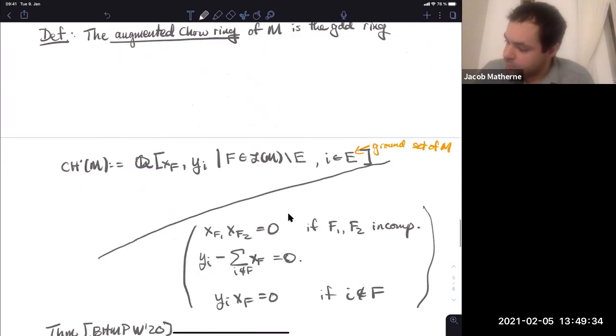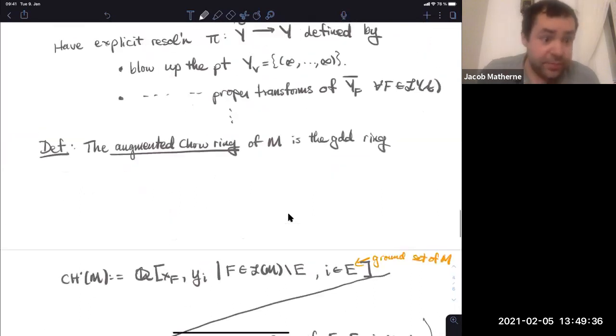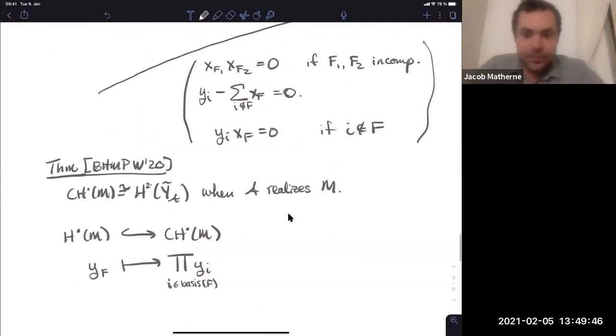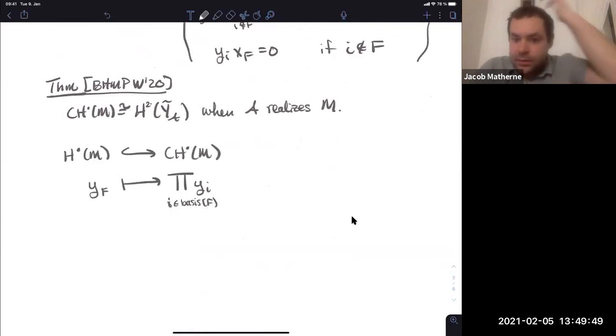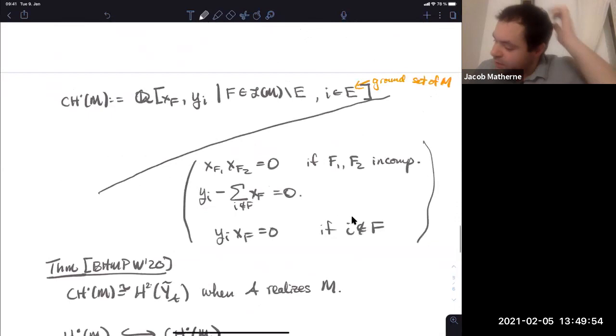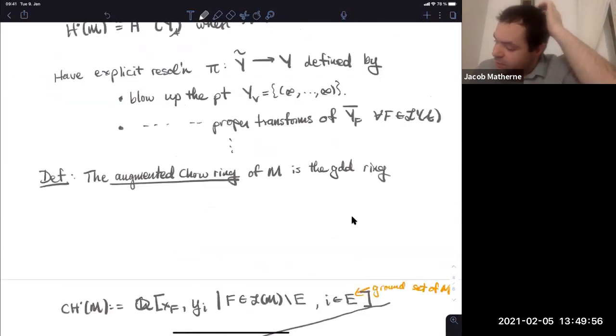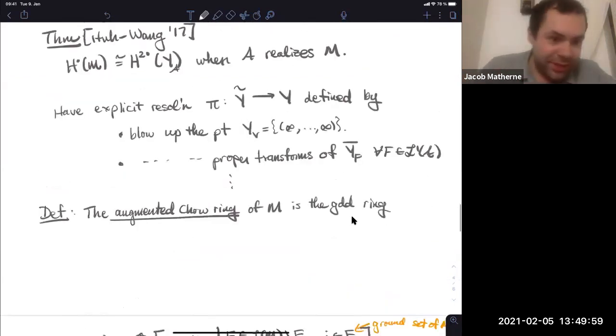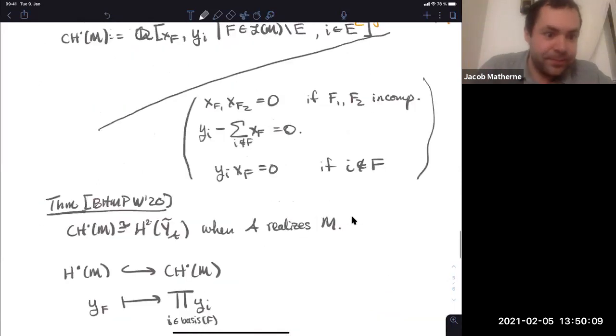Does X_F come from that? Yes, exactly. When you blow up the point, you add in X_empty, and so on. Yeah, that's right. Good. So I'll just say this. I don't know if anybody is familiar, but the Chow ring of Adiprasito, Huh, and Katz is the cohomology of the pre-image of the most singular point along this resolution. So it has a similar presentation.